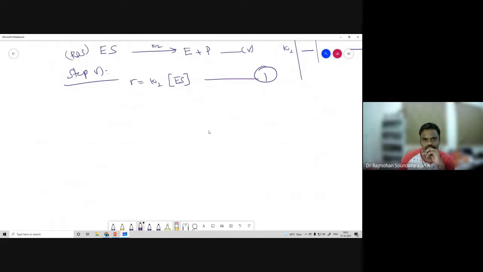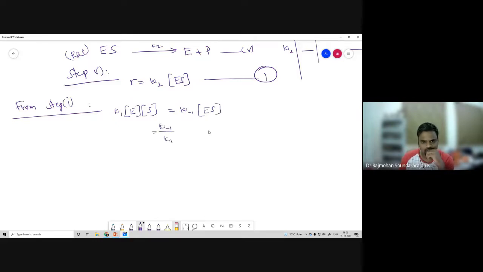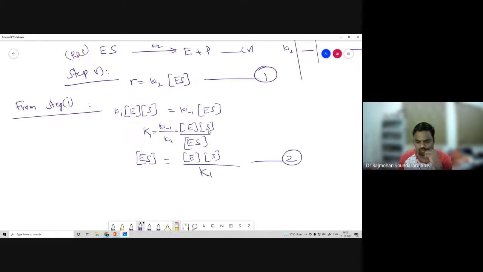Then from step 1, what can we write? We have K1 into E into S equal to K minus 1 into ES. So this can be written as K minus 1 by K1 equal to capital K1 equal to E into S by ES, which can be rearranged to write ES equal to E into S divided by K1. That is equation number 2.